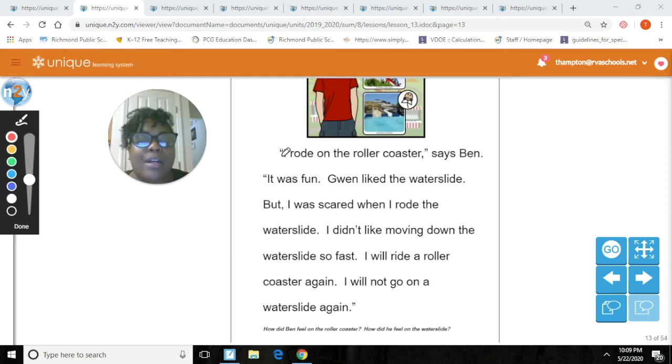Now, what ride did he ride on? He says, I rode on what? The roller coaster. And how did he feel about it? He said it was fun. Now, we see here that Gwen liked the water slide. He says, but I was scared when I rode the water slide. Who's talking? Ben. So how does he feel about the roller coaster? He said it was fun. How did he feel about the water slide? He said he was what? He was scared. All right.